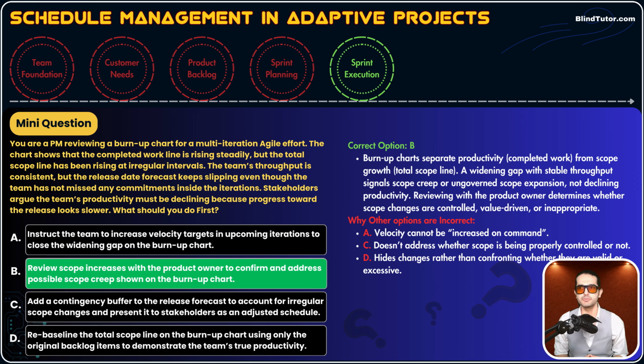Let's read the description, guys. Burnup charts separate productivity, which is completed work, that red line, from the scope growth, total scope line, that blue line. A widening gap with stable throughput signals scope creep or ungoverned scope expansion, not declining productivity. Reviewing with the product owner determines whether scope changes are controlled, value-driven, or inappropriate. We need to take care of scope creeps or mid-sprint requests of the clients, guys, carefully.